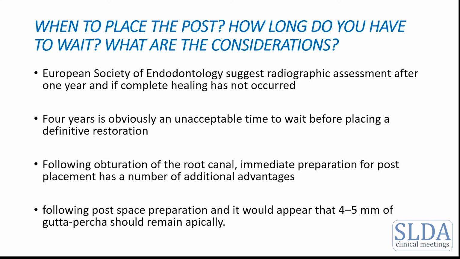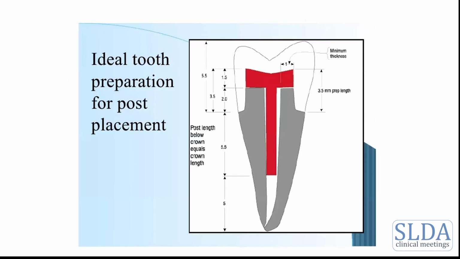And when you do the post preparation, it should be kept in mind that 4 to 5 millimeters of GP should remain apically. I will discuss this. You can see in this diagram, which is downloaded, that the apical 5 millimeters should be kept, and this is the post space prepared, this is the core build-up, and this part is the ferrule. You can see the ferrule is 2 millimeters, that is the available dentin height from the future crown margin, and this is the ferrule width, or thickness.